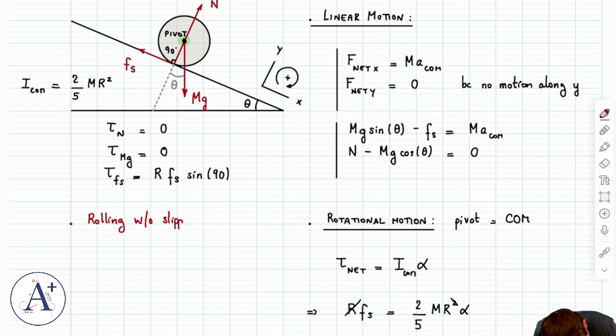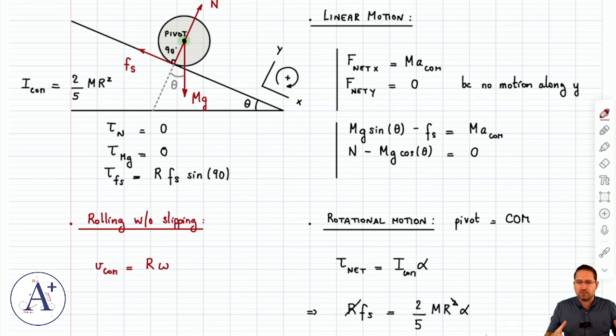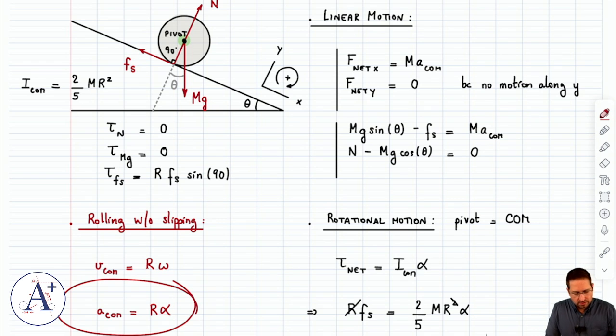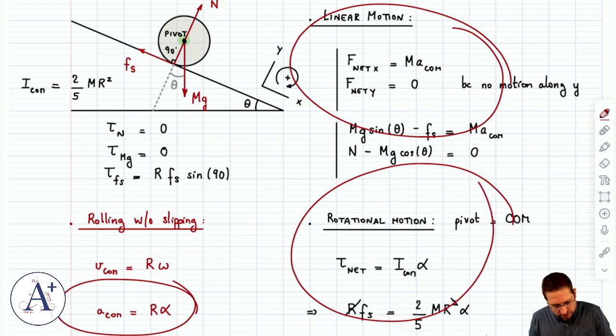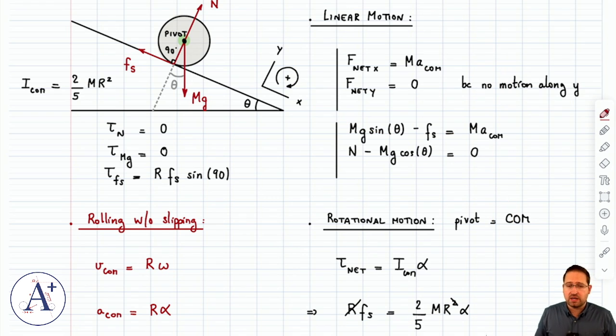It allows you to say that V center of mass is R omega, which right now is not helpful because I'm not dealing with speeds, I'm dealing with accelerations, but it's going to be helpful in the next question when we do conservation of energy. But that's okay because I also get A center of mass is R alpha. Okay, so this connects this to this, and I want to find A center of mass. So I'm going to say A center of mass is R alpha.